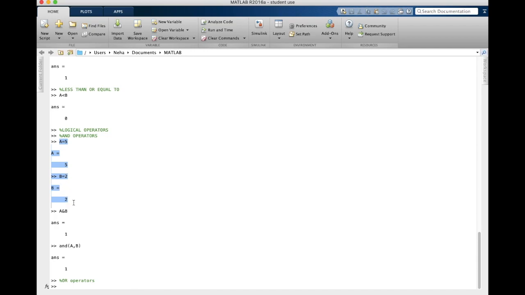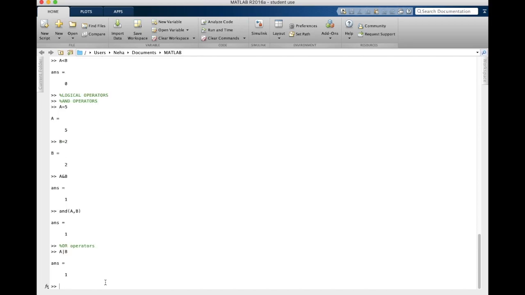Now we check the OR operator. MATLAB is checking whether either one of these numbers is a non-zero value. Both of them are, but if even one of them is, then we get a true statement. So the OR operator is a straight line, a or b. And we should get a 1 because MATLAB is asking itself, is either a or b a non-zero value? And both of them are non-zero, so that statement is true. We can also have OR a comma b.